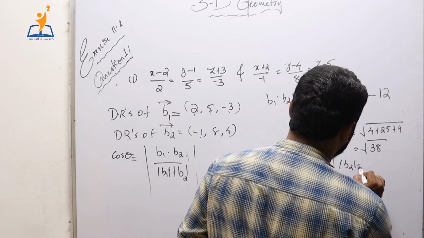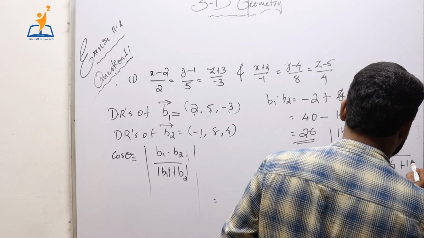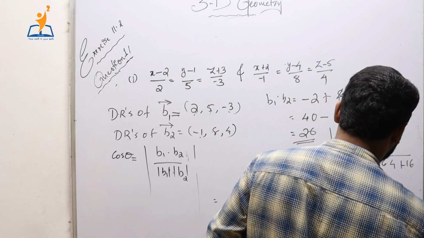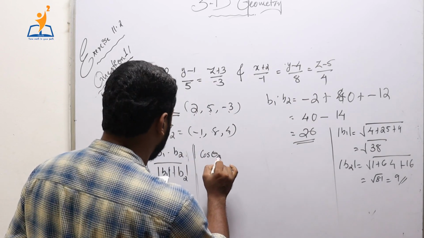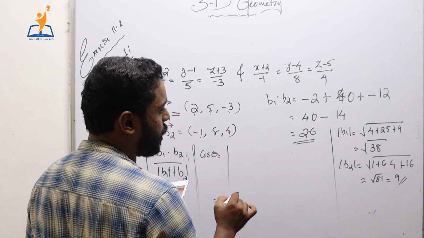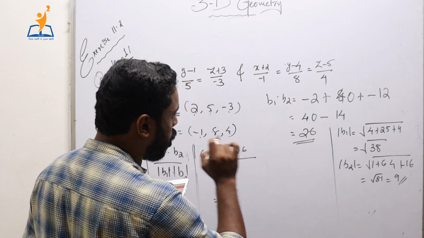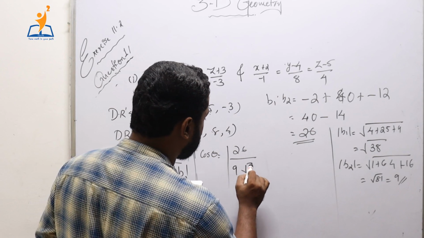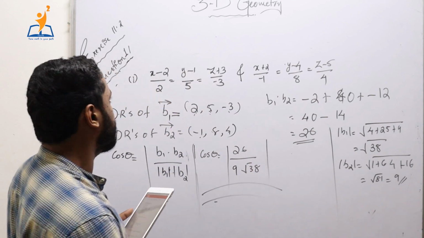Mod b2 is equal to square root of 1 plus 64 plus 16, which is equal to root of 81, which is equal to 9. Therefore, cos theta is equal to modulus of b1 dot b2 divided by mod b1 mod b2, which is 26 divided by 9 root 38. So this will be the cos theta, the angle between these two lines.